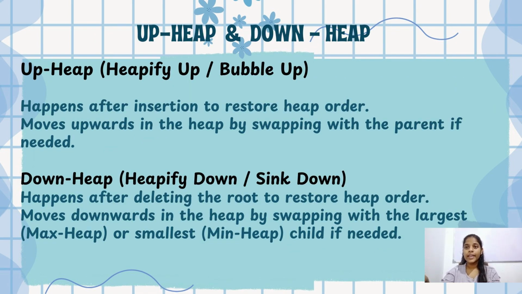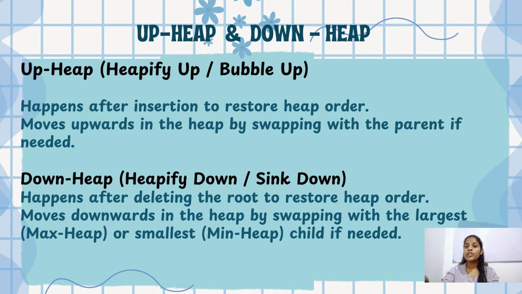Heapify up, or bubble up, happens after insertion to restore heap order. It moves upwards in the heap by swapping with the parent if needed. Down heap, heapify down, sink down, happens after deleting the root to restore heap order. It moves downwards in the heap by swapping with the largest or smallest child if needed.